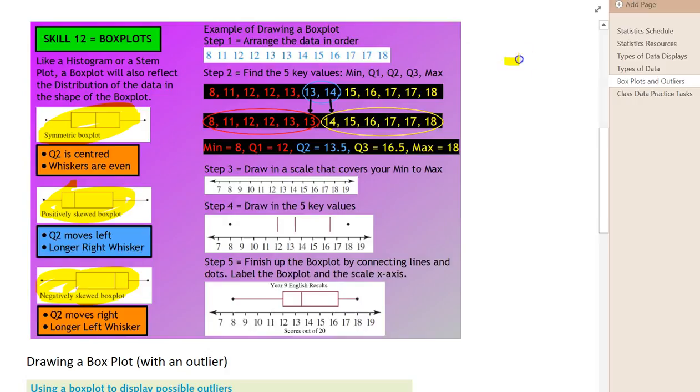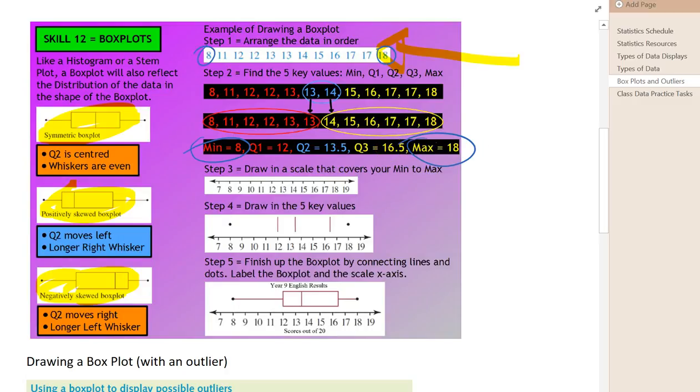So here in example 1, we've got a set of data from 8 to 18. Step 1, arrange the data in order. So we've done that already. Step 2, find the 5 key values. So you need your minimum, your Q1, Q2, Q3, and maximum. The minimum and the maximum are quite easy, the lowest and the highest scores. So the minimum is quite clearly 8 and the maximum is 18. So I've got those in below.